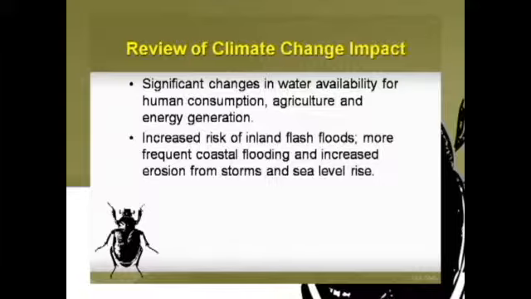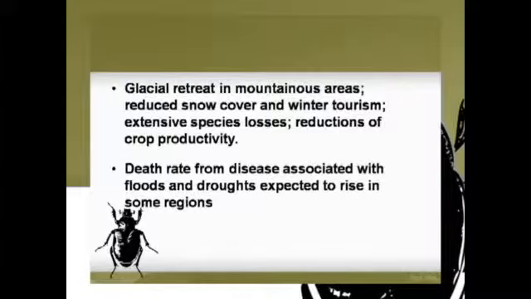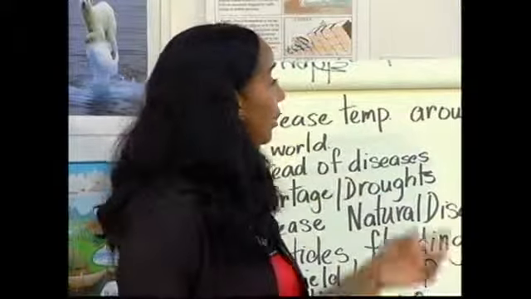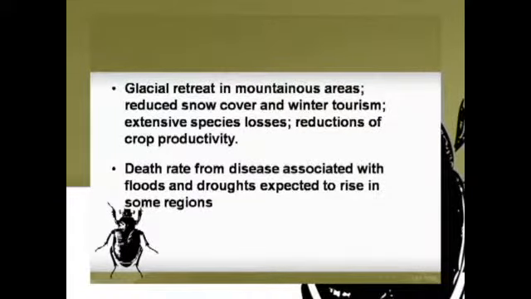There will be increased risk of inland flash floods, which can weaken our soil and result in erosion as well. There will be more frequent coastal flooding and increased erosion from storms and sea level rise. We will have glacial retreat in mountainous areas, reduced snow cover and winter tourism, extensive species losses, and reduction of crop productivity, and we mentioned those just a while ago. There will also be an increase in death rate due to diseases associated with floods and droughts, which will be expected to rise in some regions. There will be an increase in intense tropical cyclone activity.